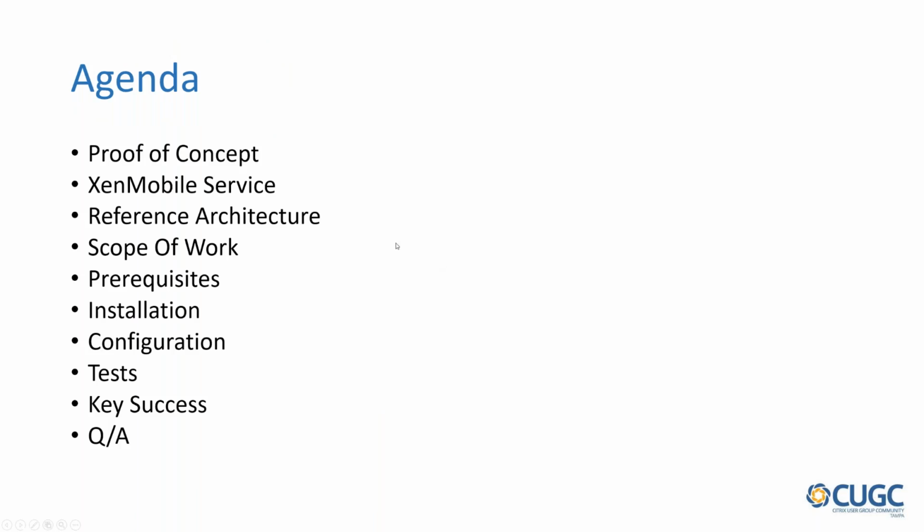So today the agenda will be this one. Proof of concept. What exactly is a proof of concept? The XenMobile services, the reference architecture, scope of work, the prerequisites, the installation phase, the configuration steps, some tests, and the keys to a successful POC. And if you have a question, I will try to answer all the questions you have.